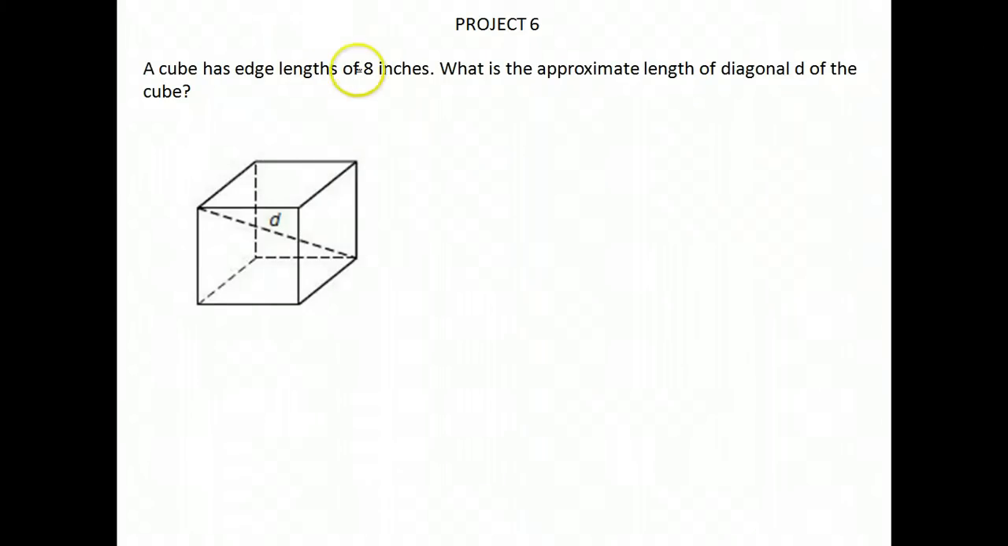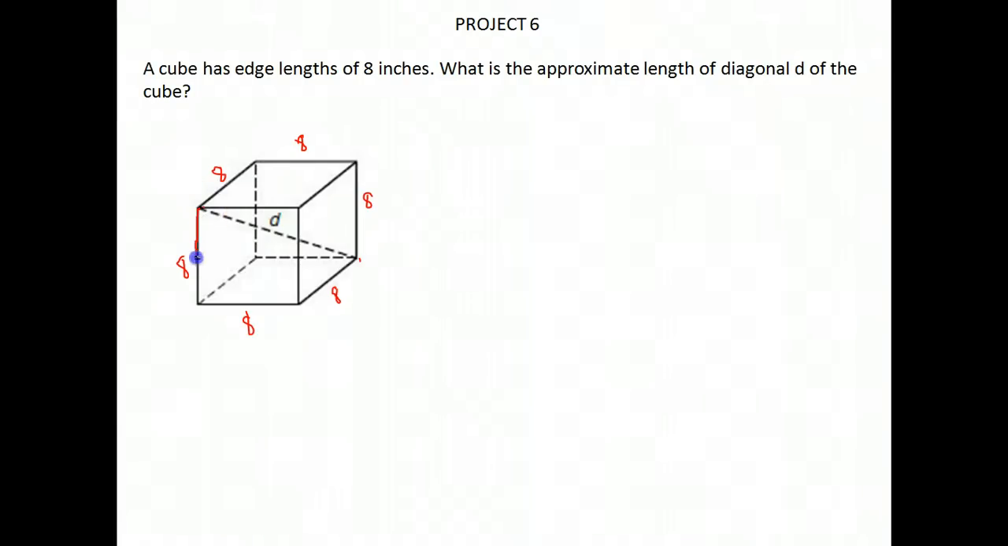All right, a cube has edges length 8 inches. So all of these edges here are 8 inches. Again, I've changed that from your original question, so make sure you work carefully. Don't just write down my answer. What is the approximate length of the diagonal D? Now they've labeled it, it goes from corner to corner in this cube.